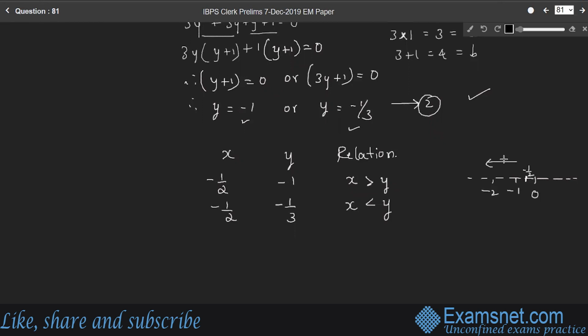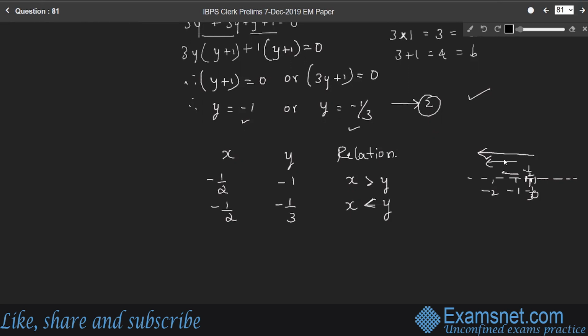This is minus half. So minus half, minus 1 by 3 will be somewhere here. Minus 1 by 3, right? On the negative axis, minus 1 by 2. When the number moves leftwards, its value decreases. So minus 1 by 2 is less than minus 1 by 3.